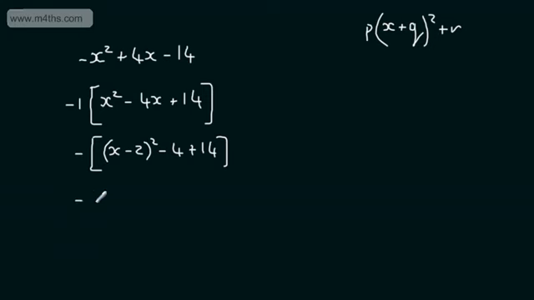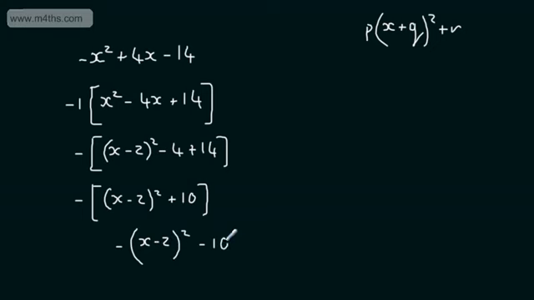So I've got now minus, and then inside this bracket I've got x minus 2 all squared plus, now I've got minus 4 plus 14, which is plus 10. So I could write this now as minus the quantity x minus 2 all squared minus 10. So this is in completed square form. If I wanted to graph this now, I could, and this will give us a really clear picture of what this graph would look like.